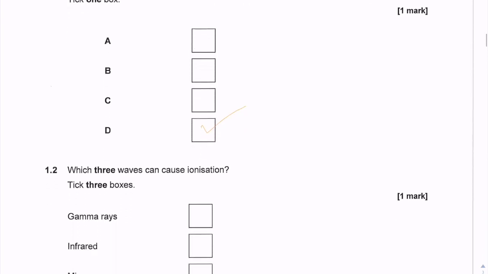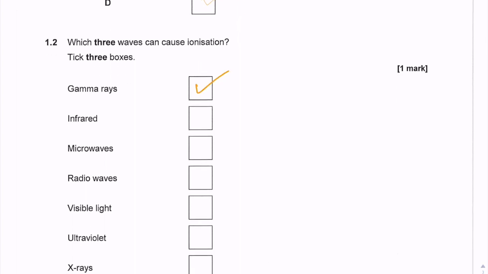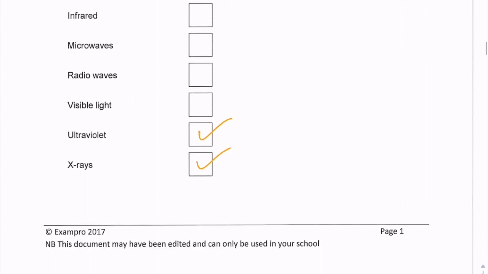Without a shadow of a doubt, which three waves can cause ionization? Loads of you said gamma. Lots of you incorrectly went for microwaves. It's not microwaves. It's going to be ultraviolet and X-rays. You needed all three to get the mark. Okay, all three to get the mark there.